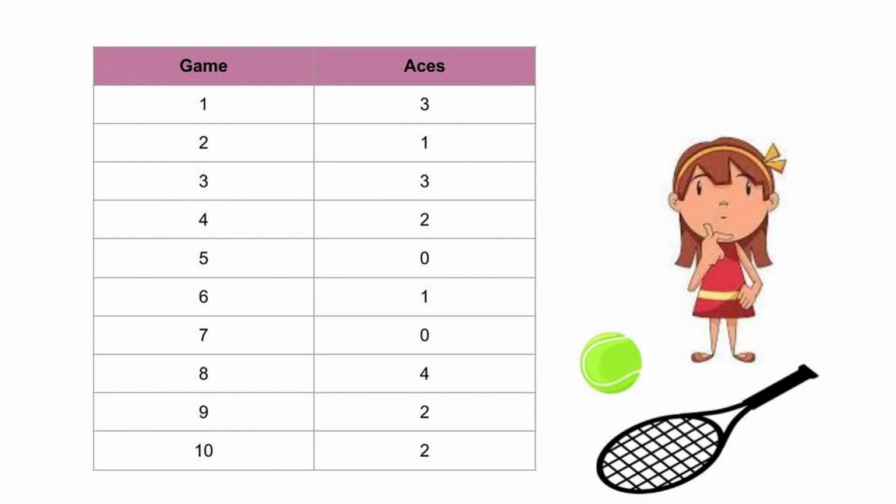So this is what you present to them. You took your pen and paper and transcribed it onto this table, and you presented it to them. You say, see, look here. In game 1 you had 3 aces. Game 2 you had 1 ace. Game 3 you had 3 aces, and so forth.